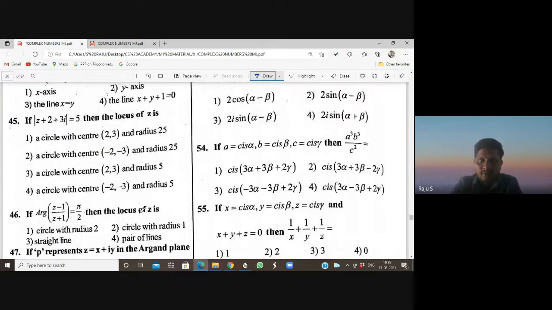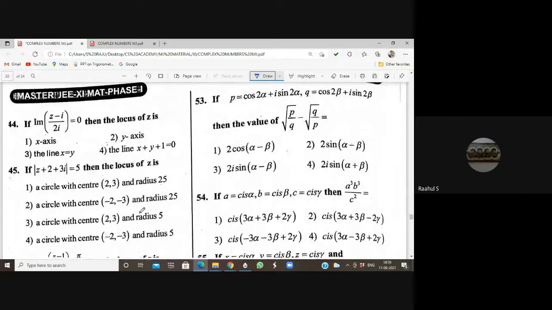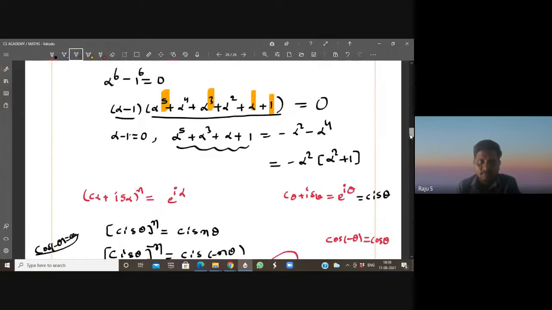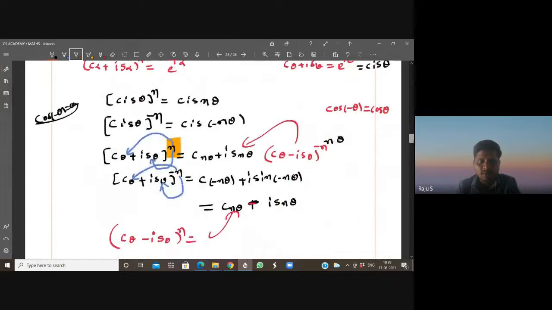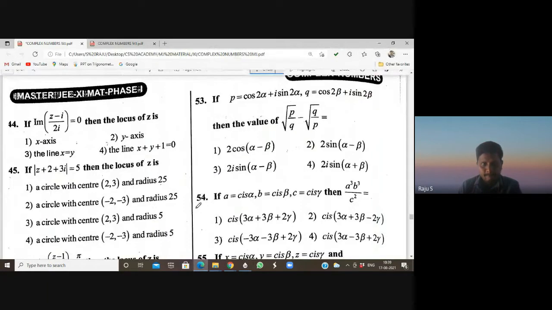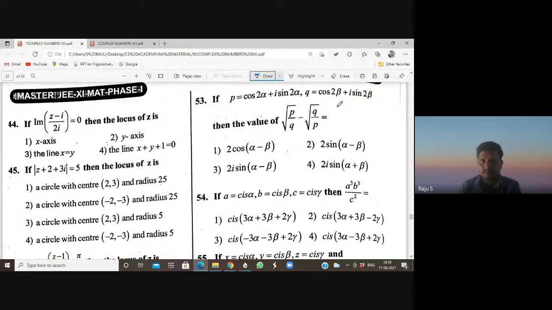Next, sir, can you show that formula alone? I've written a few formulas here. Remember the formula: cis theta whole power n.